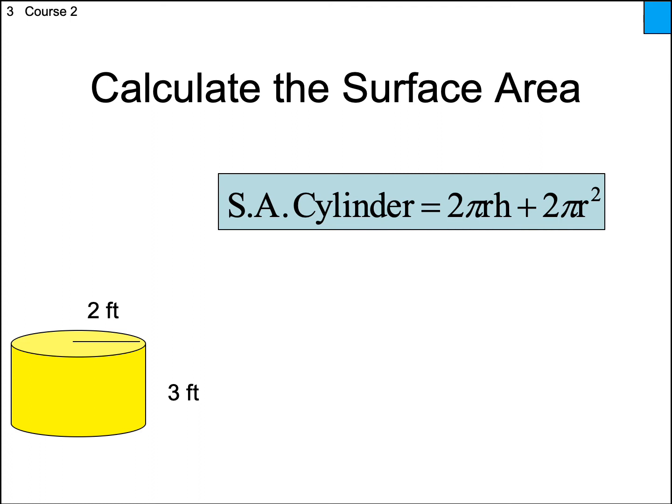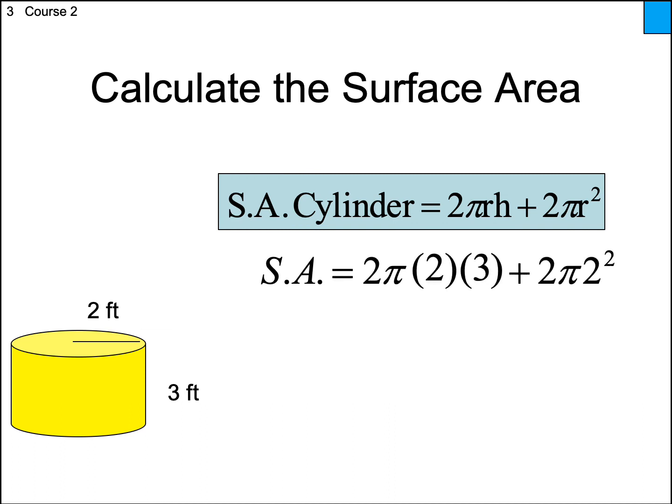The height is 3, so we're going to plug those values in. 2 is the radius, 3 is the height. The radius, once again, is 2. Order of operations says do exponents first. So 2 squared is 4. 2 times 2 times 3 is 12. 2 times 2 is 4, times 3 is 12. And 2 times 4 is 8.